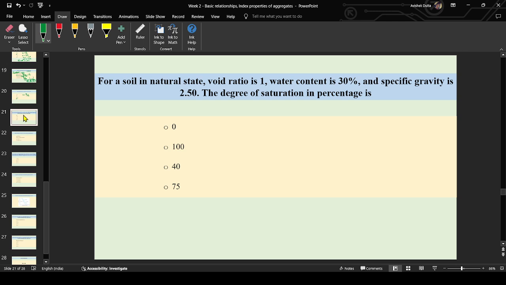Next question. Again, a formula based question. Void ratio is 1, water content 30%, specific gravity is 2.5. Now, degree of saturation? 75. Degree of saturation is moisture content into specific gravity divided by void ratio. So put all the values: 0.3 into 2.5 divided by 1, into 100%, 30 into 2.5, 75%. Yes.